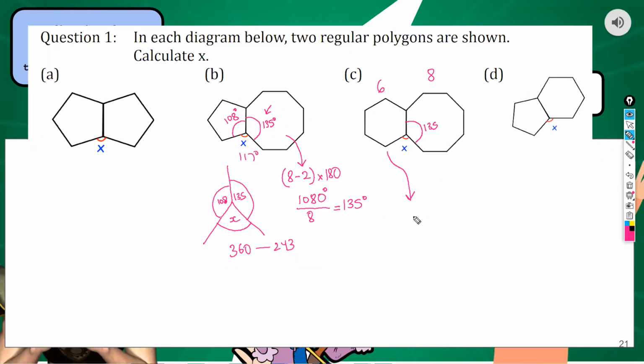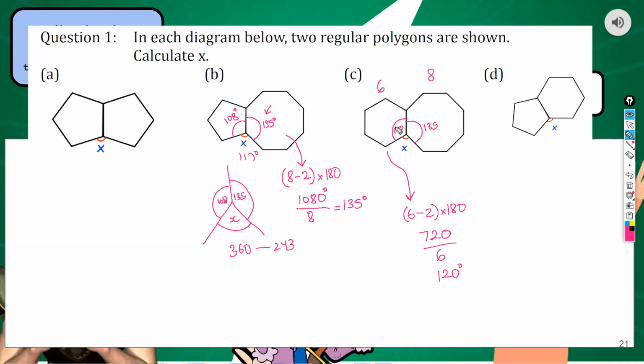But for the hexagon, it has 6 sides, so it's 6 minus 2 multiplied by 180. In a hexagon, 6 minus 2 is 4. 4 multiplied by 180 is 720, right? But there are 6 equal angles, so we divide it by 6. I am getting 120 degrees, which means each of the angles in the hexagon, including this one, is 120. I think you all can more than figure it out from there.